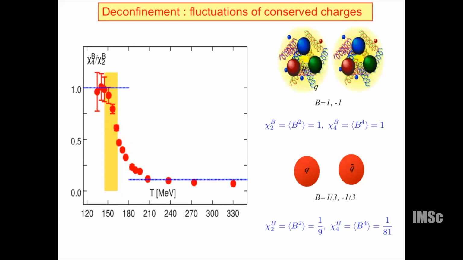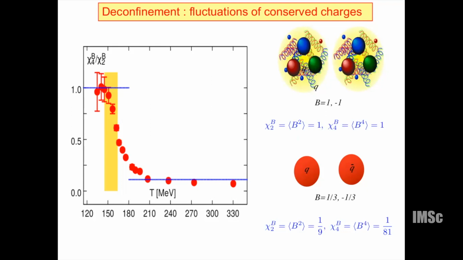You could also look at higher order fluctuations. That's the second order fluctuation. You could look at fourth order fluctuations and the kurtosis of baryon number. Kurtosis is the ratio of the fourth order to the second order fluctuations. That's interesting in the sense that at low temperature, it goes to 1, and that's what you expect. At very low temperature, you have only baryons or anti-baryons as the degrees of freedom, so the only carriers of baryon number are B equal 1 or B equal minus 1 objects. Therefore, you have second order fluctuations being 1, fourth order fluctuations being 1, so the ratio is also 1. Now, on the other extreme, at very high temperature, we have quarks with baryon number 1/3 and minus 1/3. The second order fluctuation will naively give you 1/9, and the fourth order fluctuation 1/81.